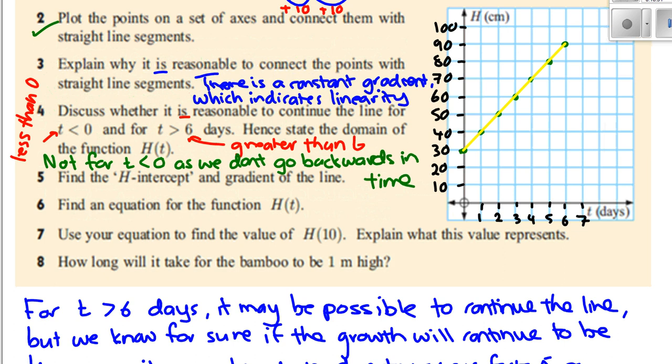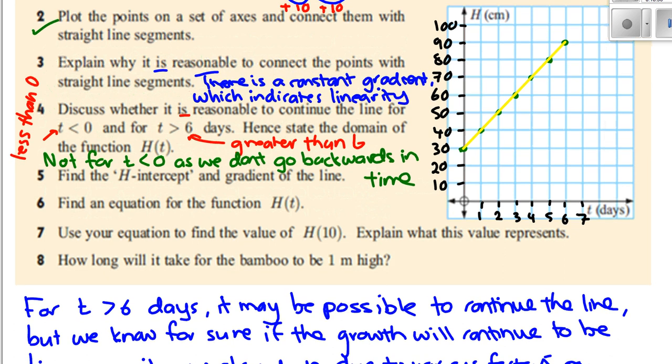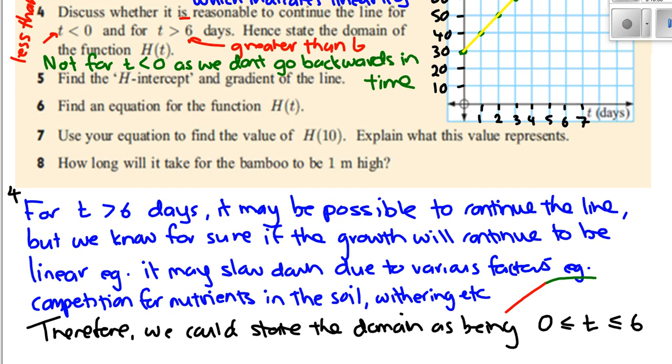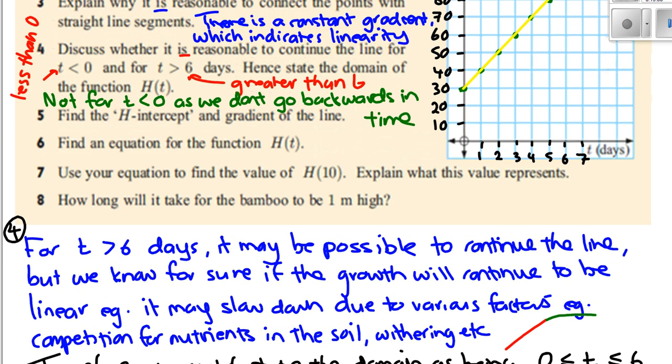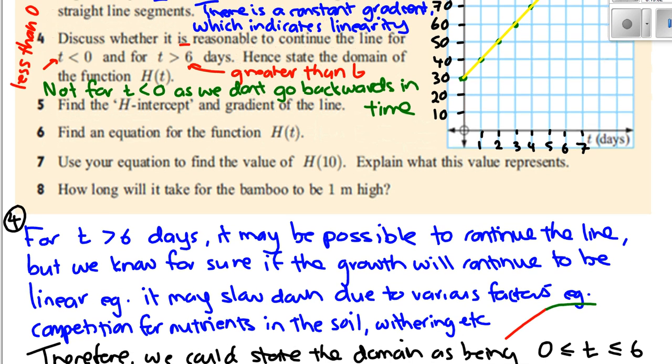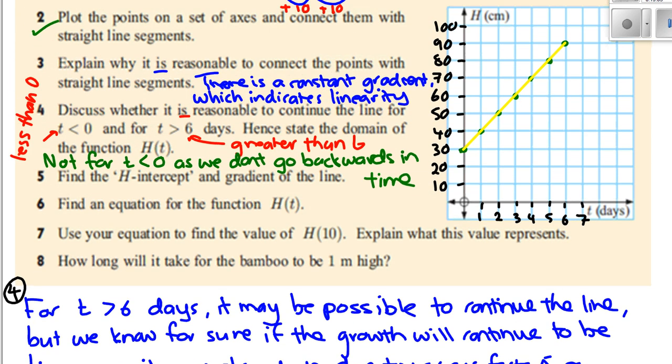Did they ask for the range? No. In question 4 they just wanted the domain. That's question 4 continued. Question 5. Find the h-intercept and gradient of the line. You can probably see that just by looking at the graph. So the h-intercept happens to equal this little point right here. It's 30. And what's the units? It's centimeters. And the gradient of the line is rise over run.